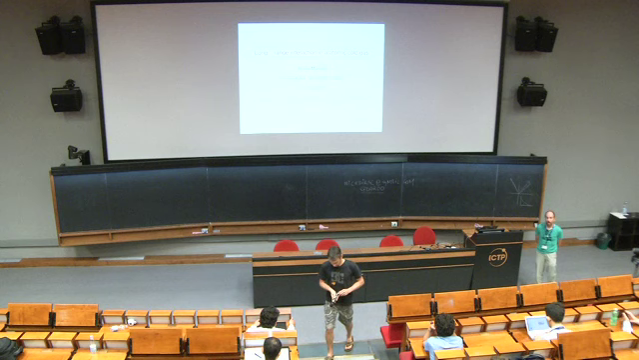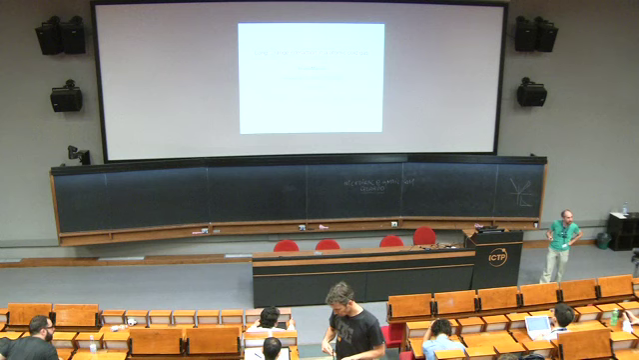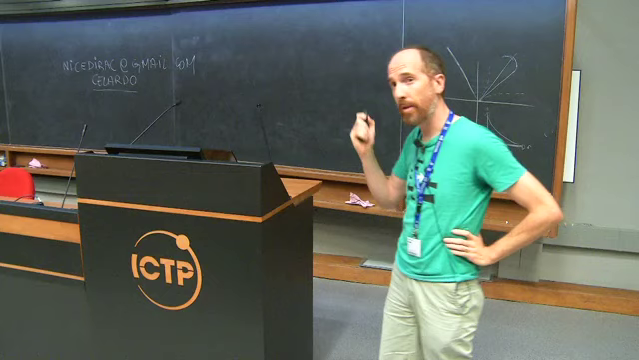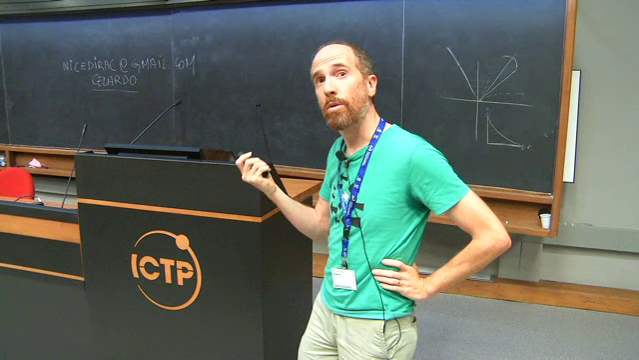So this is a collaboration. We are half theorists, half experimentalists. In the theory part, there is Julien Barre, he's here, you know him, and Alain Olivetti, who is a former student of Julien. On the experimental part, there is David Wilkowski, who was before in Nice, now he's in Singapore, and Marie-Yvonne Chalony, who did the experiment I will explain just now, who was a former student of David.